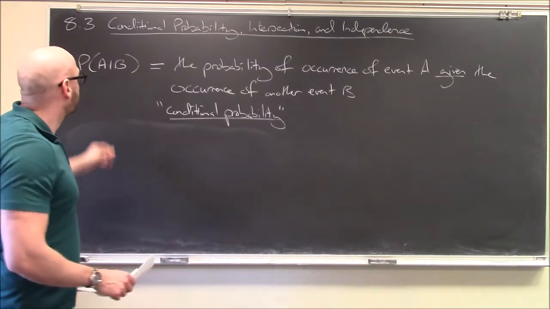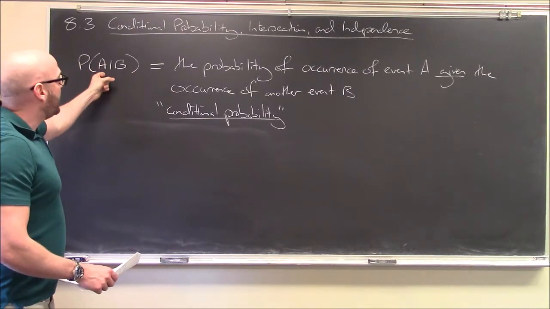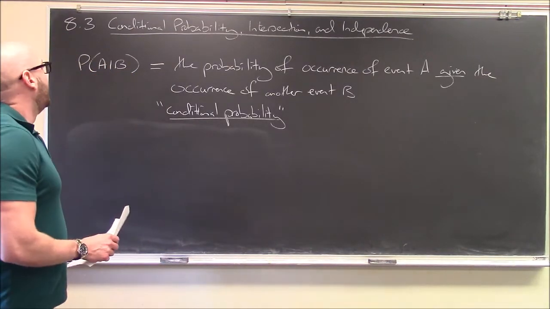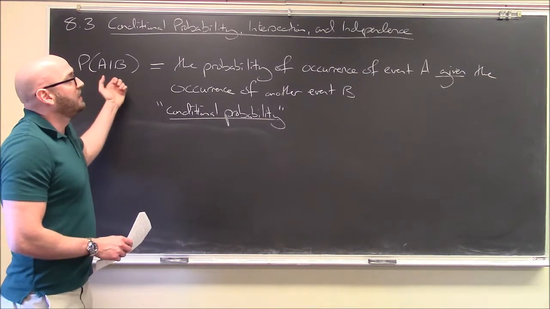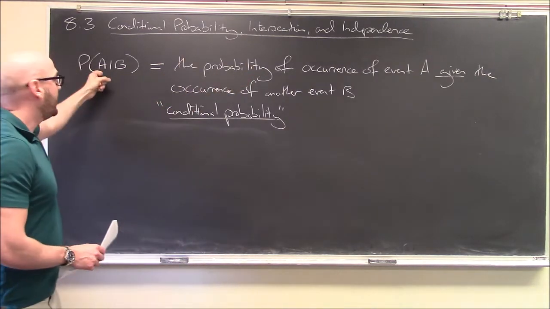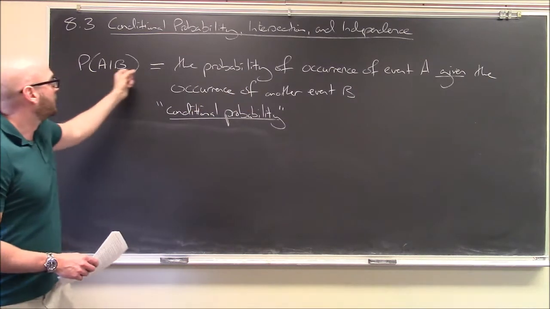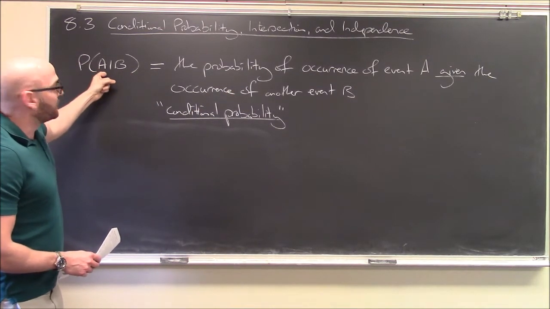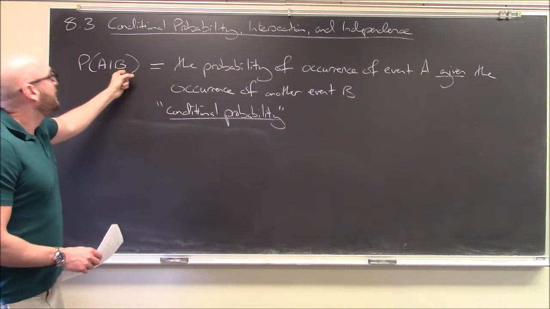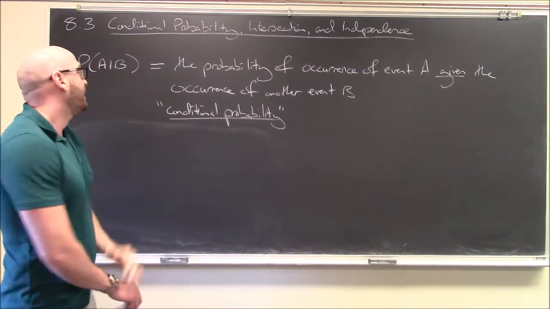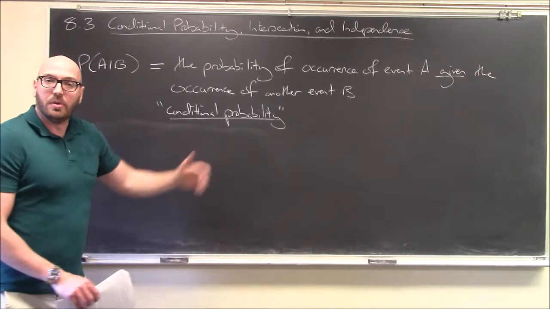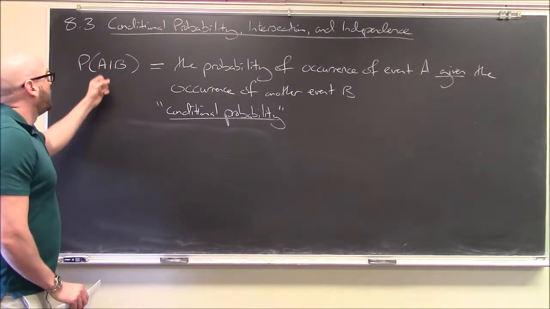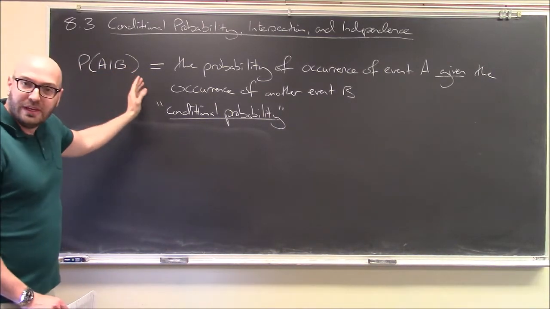So this is the notation we'll be using. It's the probability of A given B, and this is the probability of the occurrence of event A given the occurrence of some other event B. All right, so I'm asking what's the probability of a person being a student at Iowa State given that they also live in Ames, and this is what we call conditional probability. Right? It's what's the probability of A given the condition of B already occurring.